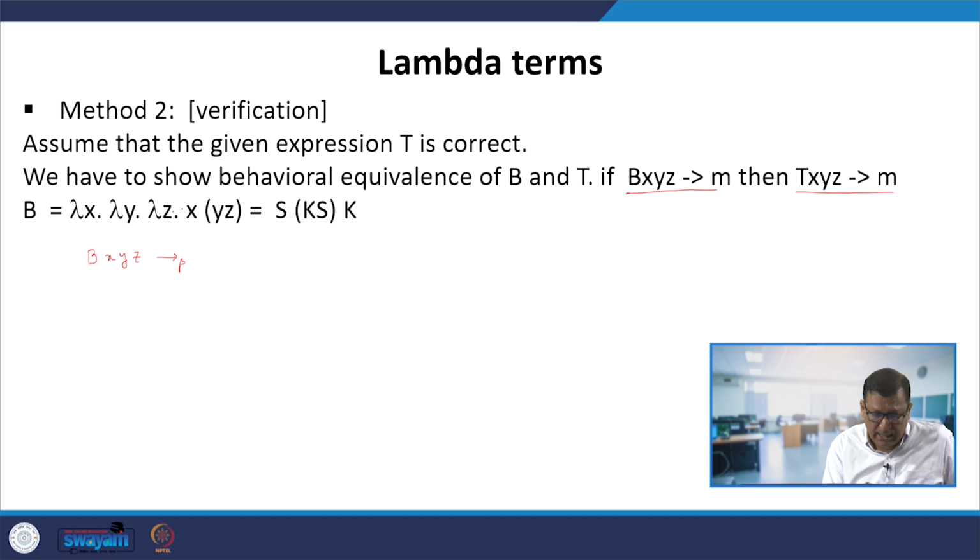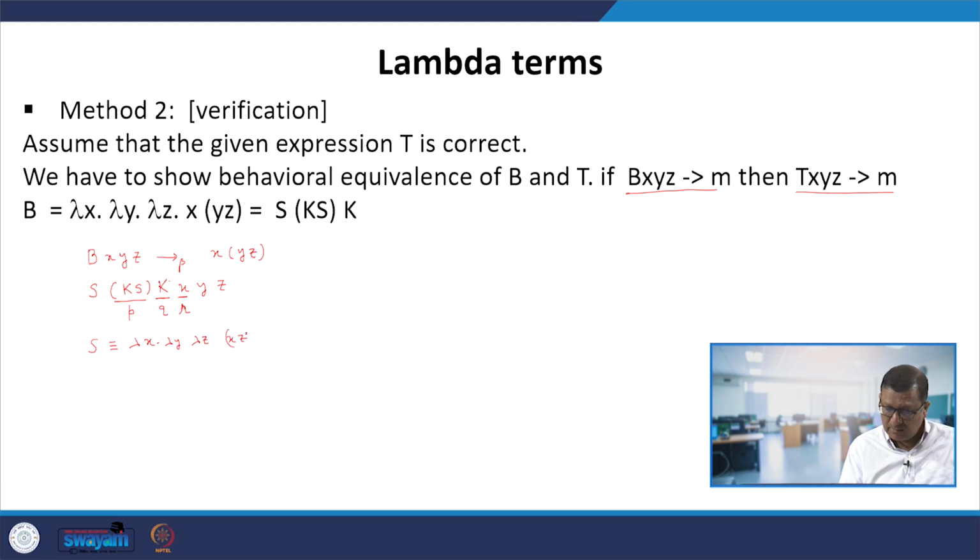Let us first do Bxyz. If we do beta reduction, we are going to get x of yz. This we know, this is straightforward, some parameters will go and we are going to get xyz. Now, we want to do SKS K of xyz. So, we identify this to be P, this to be Q and this to be R, because we know S has 3 parameters. That means S is lambda x, lambda y, lambda z, xz, yz. And if we apply the parameters S of xyz, it becomes xz, yz. So, S of PQR will give us PR, QR.